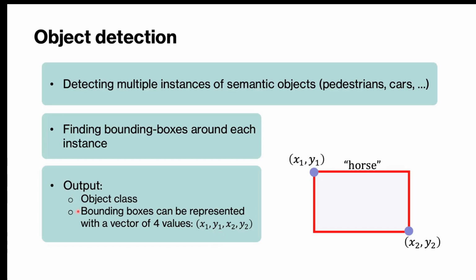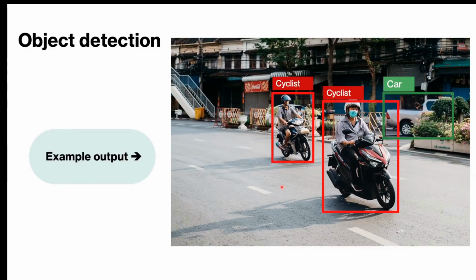And each bounding box is also associated with an object class that indicates this bounding box contains this object. So here is an example output of object detection where the resulting list of bounding boxes and class labels are imprinted onto the image for visualization.